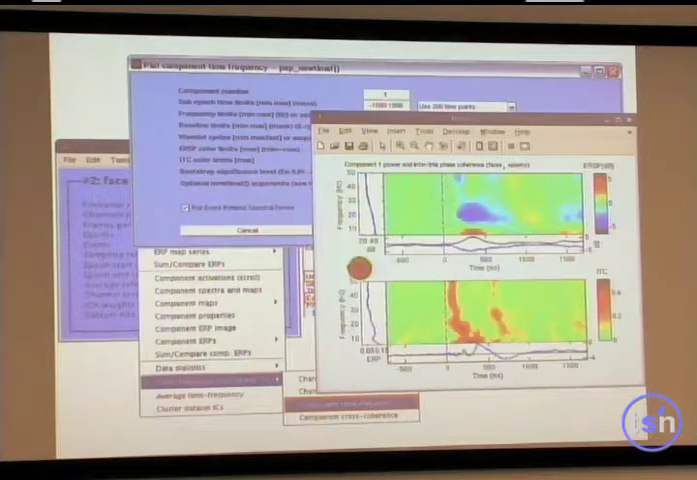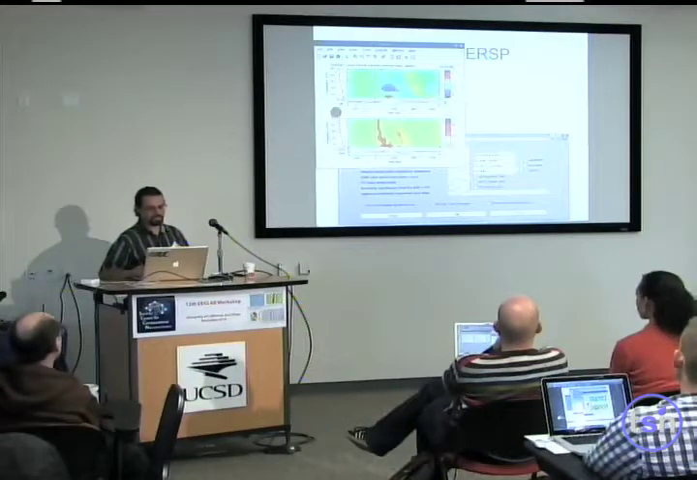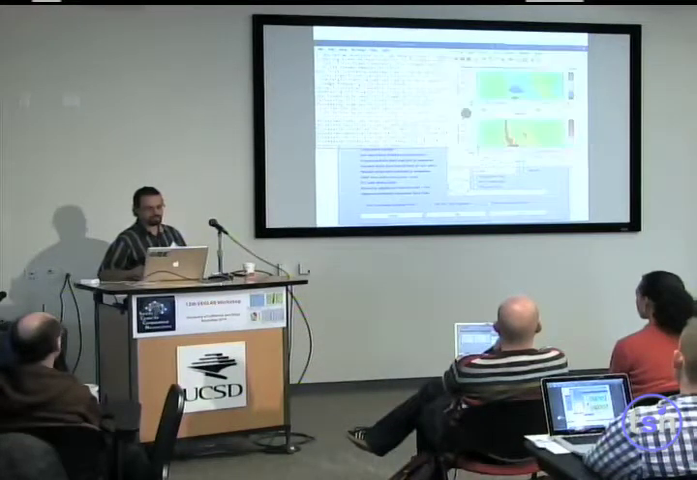It puts the scalp map of the ICA components, or it puts a dot if you're computing on the channel. And this is the time frequency decomposition. This is the ITC on the bottom, and the ERSP on the top. And you can change this parameter. You can mask it for significance, for instance. And this is what you get.